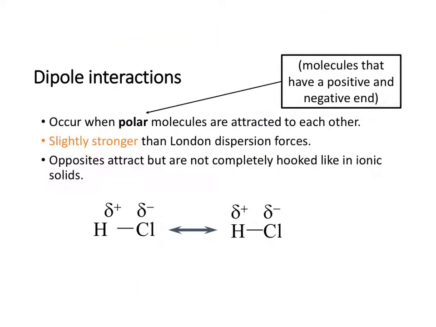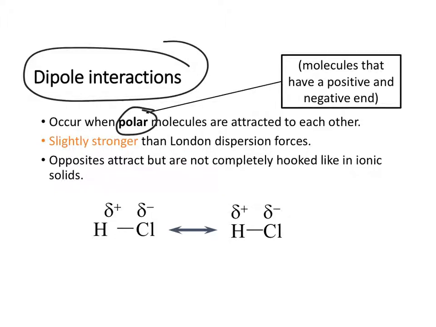All right, the second type of intermolecular force are called dipole interactions. And these are a little bit stronger than London dispersion forces. Sometimes molecules are called polar, poles meaning positive and negative ends. So sometimes they have a positive and negative end, and because of that, they're actually going to attract to other molecules that have a stronger positive and negative end.